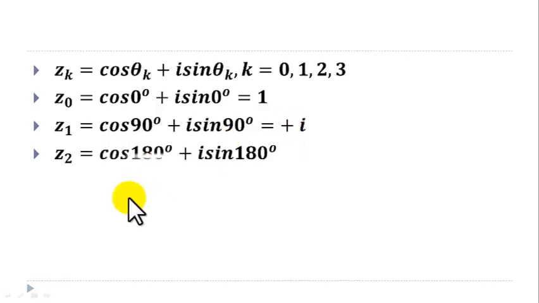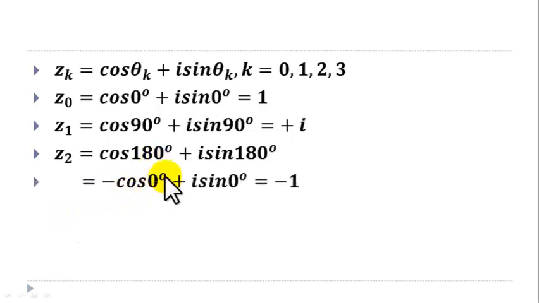For k equals to 2, we have z2 equals to cos 180 degrees plus i sin 180 degrees. 180 is in the second quadrant. Cos is negative in the second quadrant, and sin is positive. To find the trig ratios for the angle in the second quadrant, we recall we have to subtract the given angle from 180 degrees. So this will give us minus cos 0 degrees plus i sin 0 degrees, which is equal to minus 1.